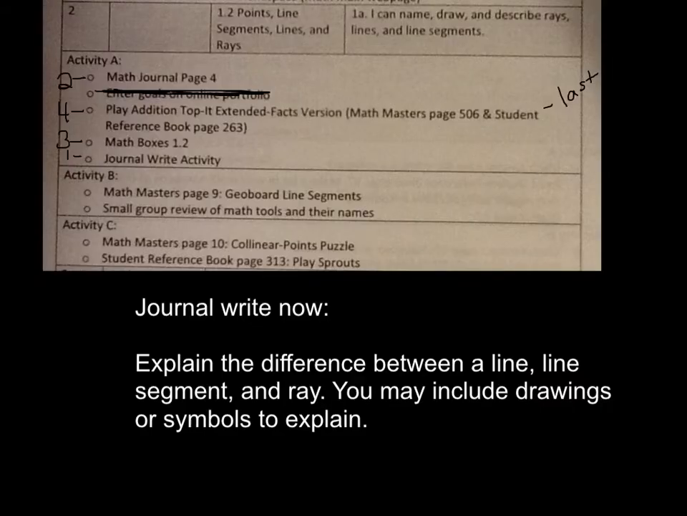Take out your learning journey again. There is a thing that we need to switch on here. So the first thing we're going to do is our journal write activity right on the rug. Then go back to the top of the list. You'll do Math Journal page 4, Math Box 1.2, and then you are going to be playing Addition Top It, the extended fact version. We always do games last. We finish our Math Journal page and then go to the games. So even though it's listed here, it needs to be last.